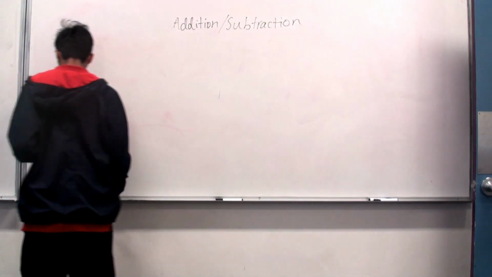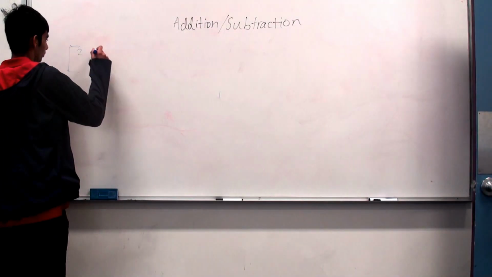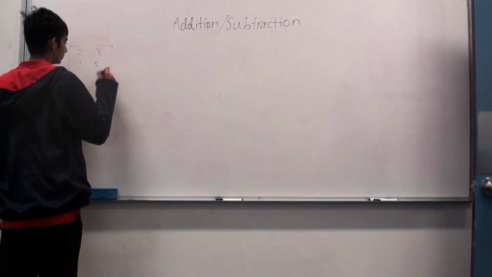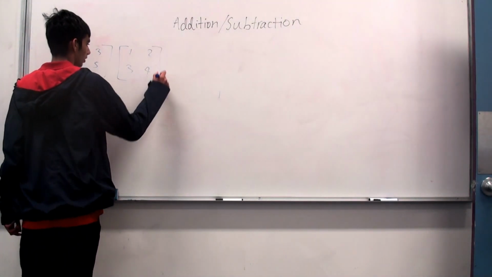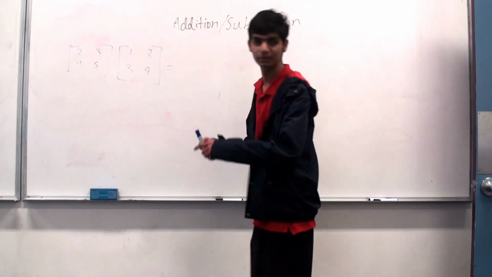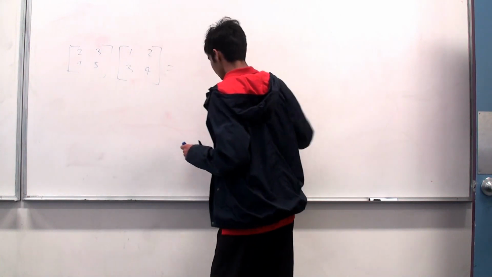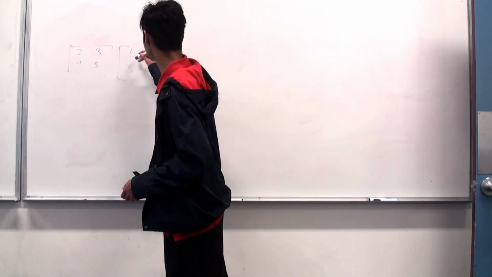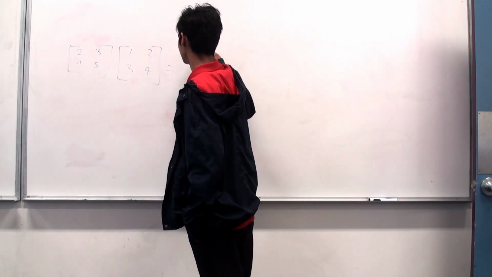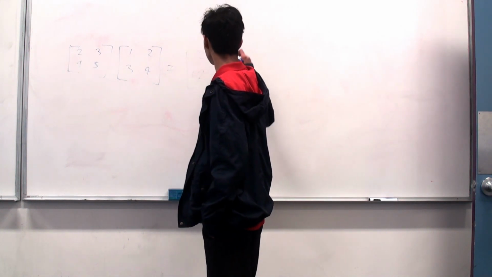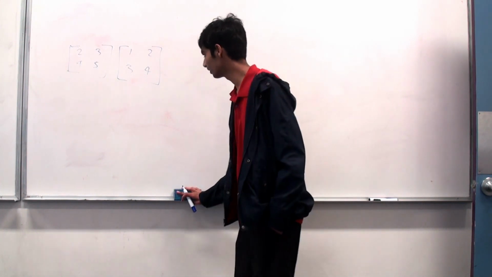So if we have two matrices, 2, 3, 4, 5 times 1, 2, 3, 4, it's not simply, as with addition and subtraction, the multiplication of the respective elements. We don't simply multiply the respective elements and end up with a result. So this is not 2, 6, 12, and 20. Instead it's defined differently, and we'll look more into that.